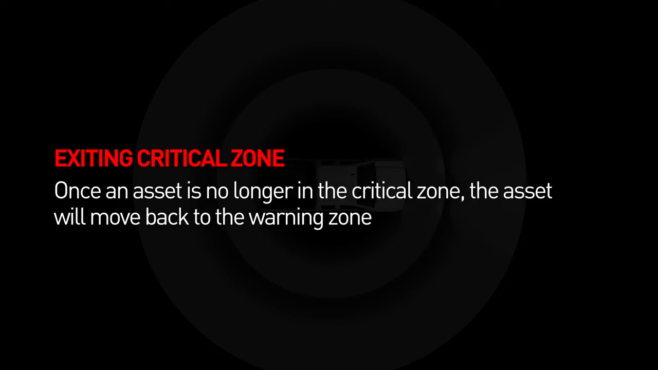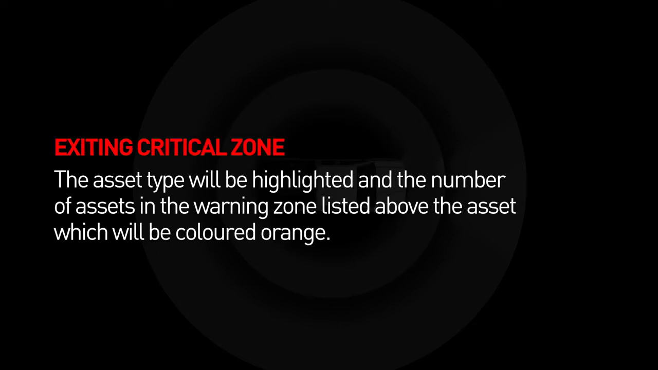Once an asset is no longer in the critical zone, the asset will move back to the warning zone. The asset type will be highlighted and the number of assets in the warning zone listed above the asset, which will be colored orange.